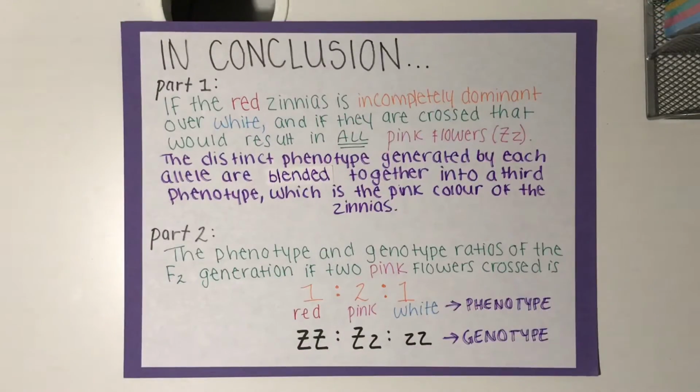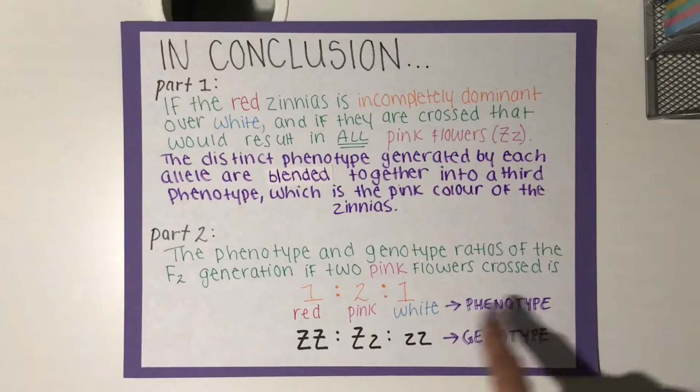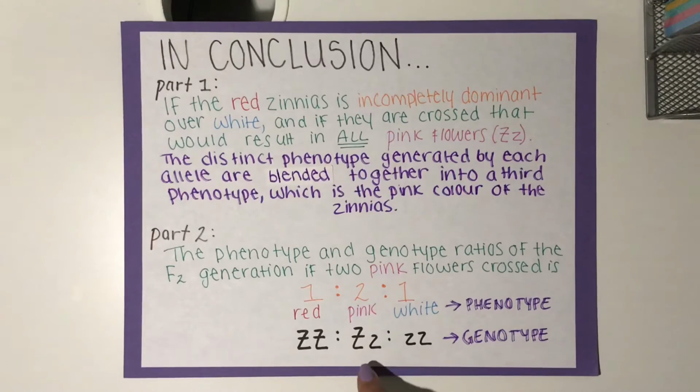In conclusion, if the red color in the Zynas is incompletely dominant over the white, and if they are crossed, that would result in all pink flowers, so capital Z, lowercase z. The distinct phenotypes generated by each allele are blended together into a third phenotype, which is the pink color of the Zynas. And then moving on to the second part of the question, that relates to the phenotype and genotype ratios of the F2 generation if two pink flowers are crossed, which would be 1 to 2 to 1 of red to pink to white, which is the phenotype, and capital Z capital Z to capital Z lowercase z to lowercase z lowercase z, which is the genotype.